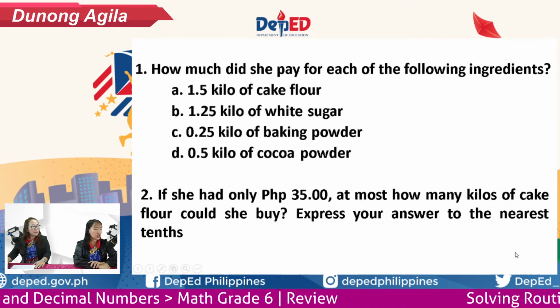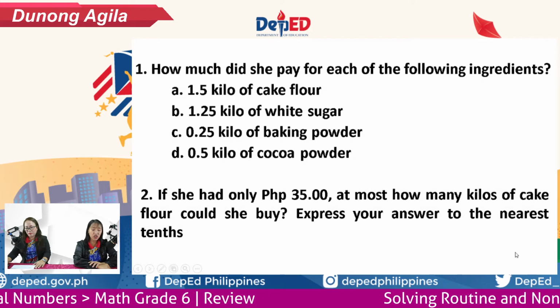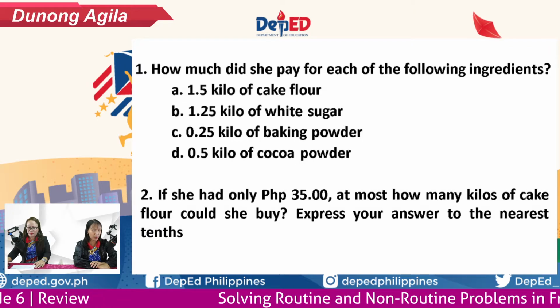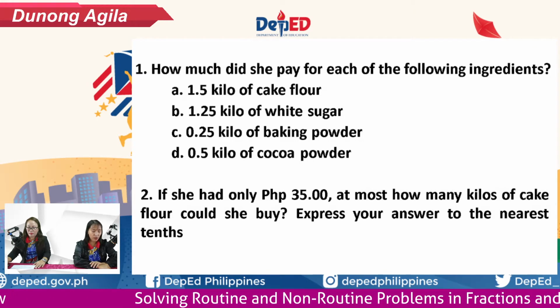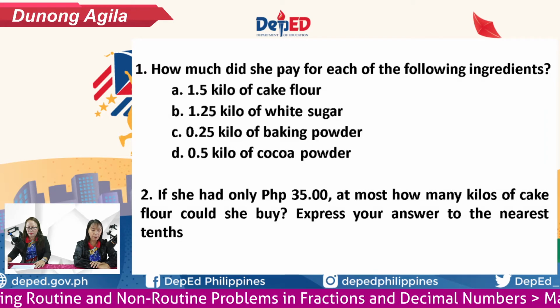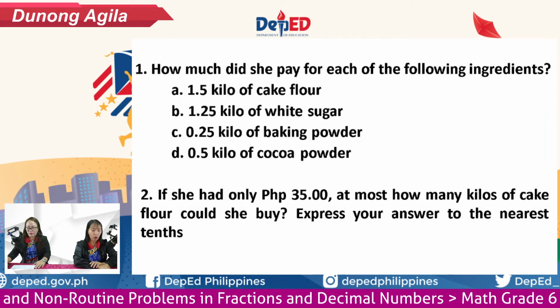Okay, number 1 question. How much did she pay for each of the following ingredients? A. 1.5 kilo of cake flour. B. 1.25 kilo of white sugar. C. 0.25 kilo of baking powder. And D. 0.5 kilo of cocoa powder.